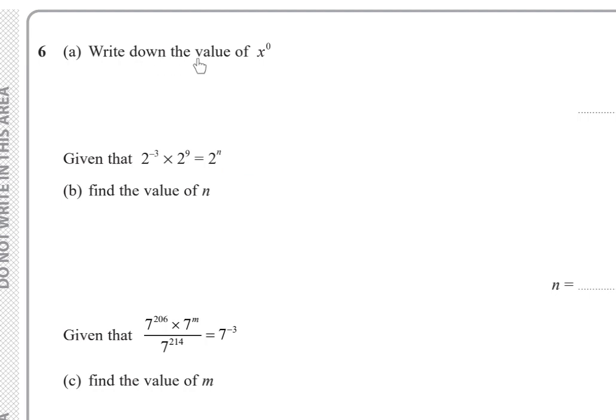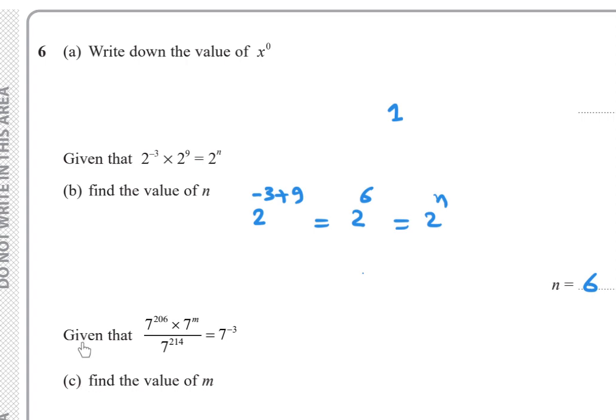6a, write down the value of x bar 0. X bar 0 equals 1. Given that 2 power negative 3 times 2 power 9 equals 2 power n, find the value of n. When we multiply two numbers with the same base, add the power. So 2 power negative 3 plus 9 equals 2 power 6. This equals 2 power n, so n equals 6.